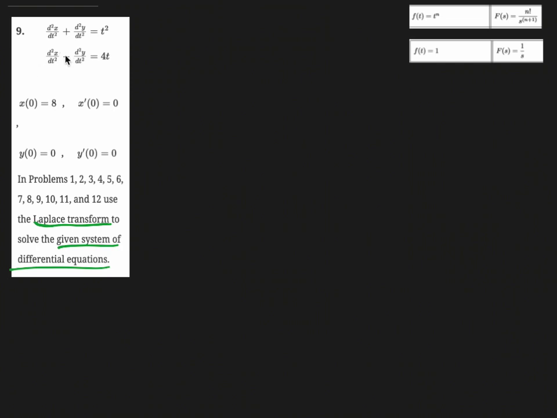So since this is a system of equations, we can use the rules we always use. And we're just going to cancel out things and see what we're left with. So pretend like there's a plus sign here. So d squared x over dt squared plus d squared x over dt squared is just going to be 2 d squared x over dt squared. D squared y over dt squared minus d squared y over dt squared is just going to cancel out. And t squared plus 4t is just going to be equal to that.